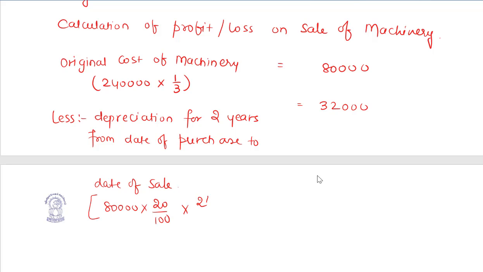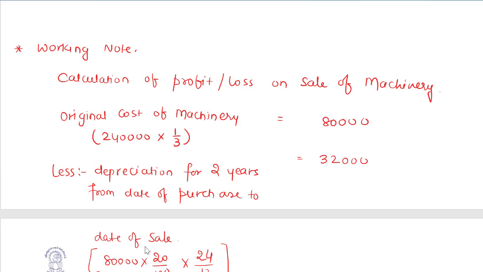Multiplied by 2 years, or 24 months by 12 months, that is 2 years. So the total is 32,000. I believe you understood till over here.